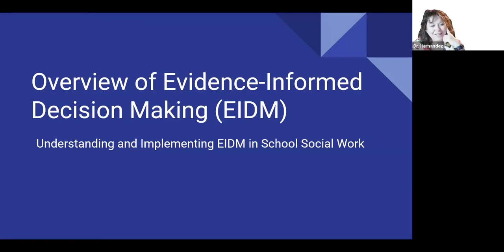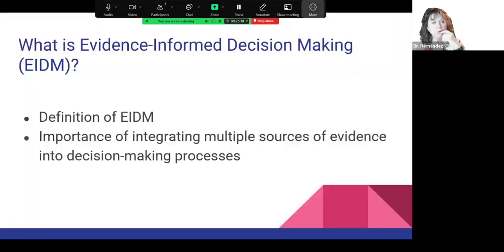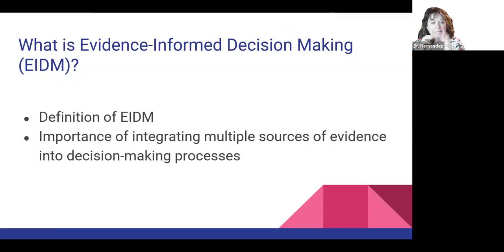I'm going to continue. So next we're going to talk about evidence-informed decision-making and how we work on that and understand how it works in school social work. So basically, what is evidence-informed decision-making? It is a framework that integrates the best available evidence, professional expertise, and client values to make an informed decision. So it's like evidence-informed practice in that way, but it's also a little bit different, and I'll show you as we walk through here.